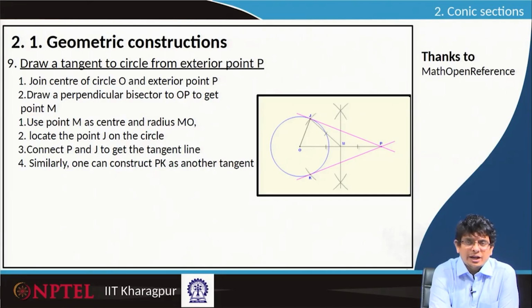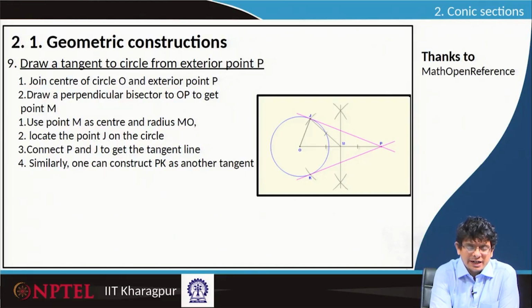To do that, let us look at the procedure. First of all, what we have to do is join center of circle O and exterior point P. So, that circle is given and we are going to extend it from O to P. Draw a perpendicular bisector to OP. So, OP length line we know, use equal distances, O as center, P as center, draw a perpendicular bisector, and this perpendicular bisector cuts OP line at point M.